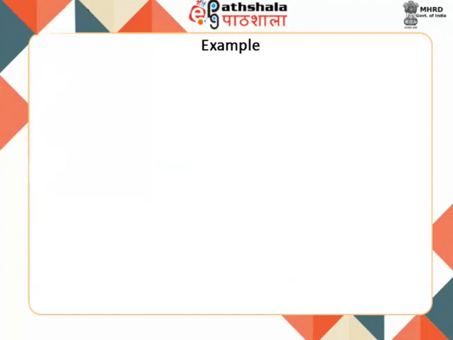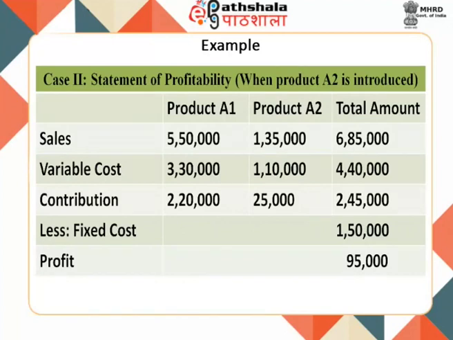Now we prepare the statement for the second case, that is, when we decide to produce A2 as well. The total contribution from both the products comes out to be rupees 2,45,000. Now, since there are no additional fixed costs involved, we shall subtract the same fixed cost, that is rupees 1,50,000, from the total contribution such that the total profit comes out to be 95,000 rupees.